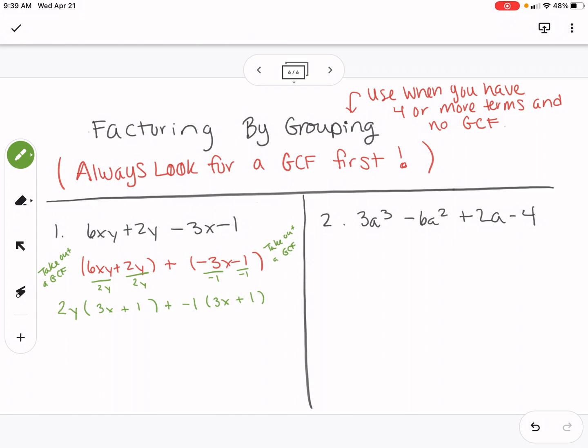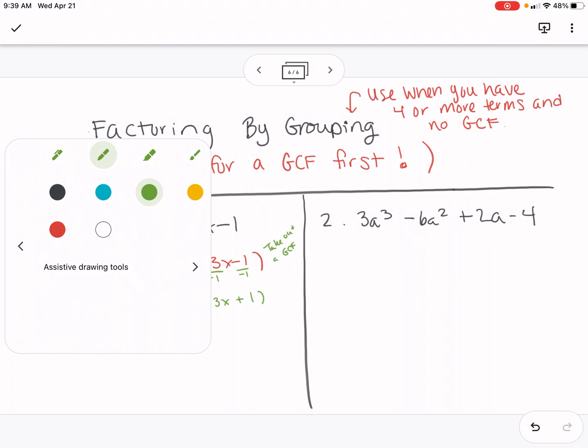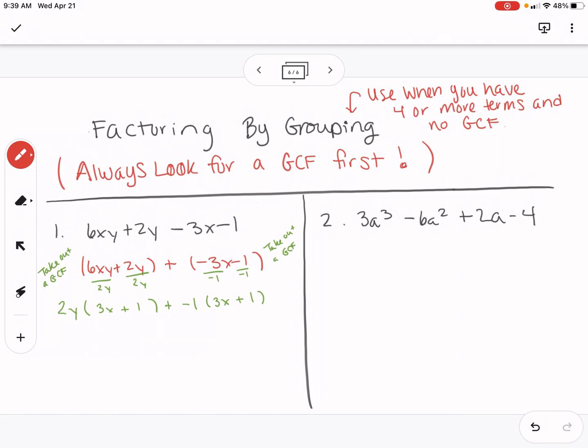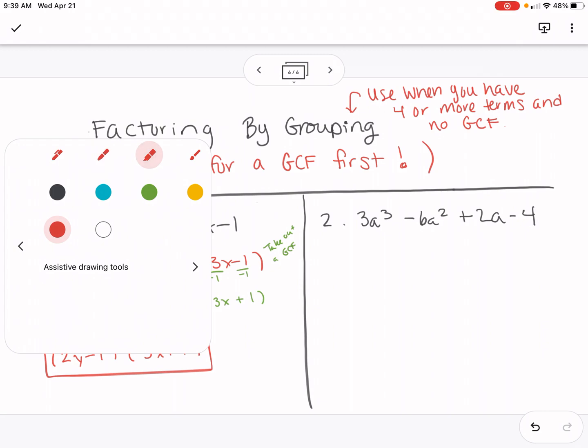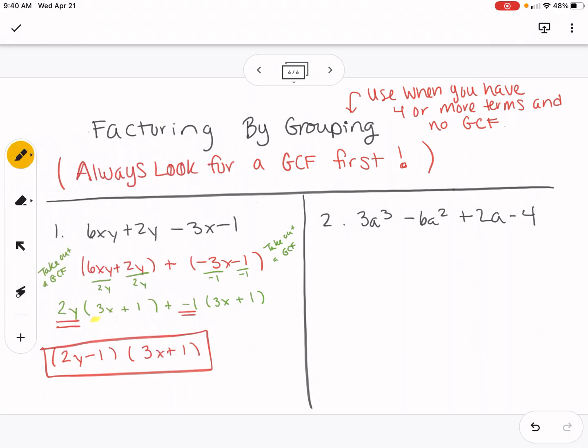Here, if you notice, the 2 factors that are in parentheses are the same. They're both 3x plus 1. So when this happens, it's very easy to write your answer. I'm going to take the ones that are in front, so the 2y minus 1. And that goes in its own factor. And my second factor are the ones they have in common, the 3x plus 1. Since those were the same.